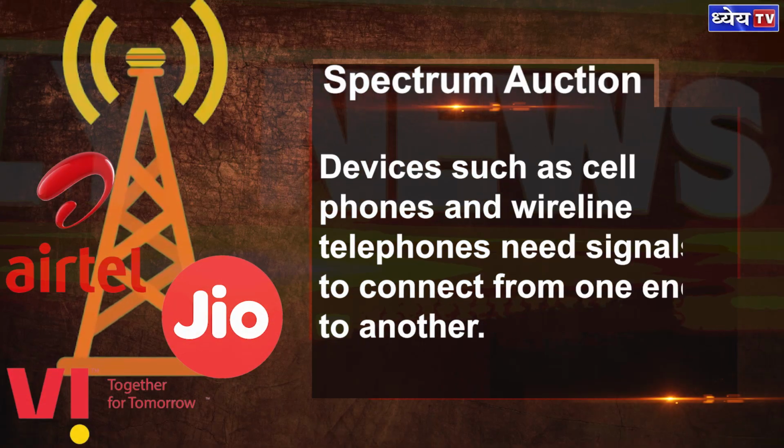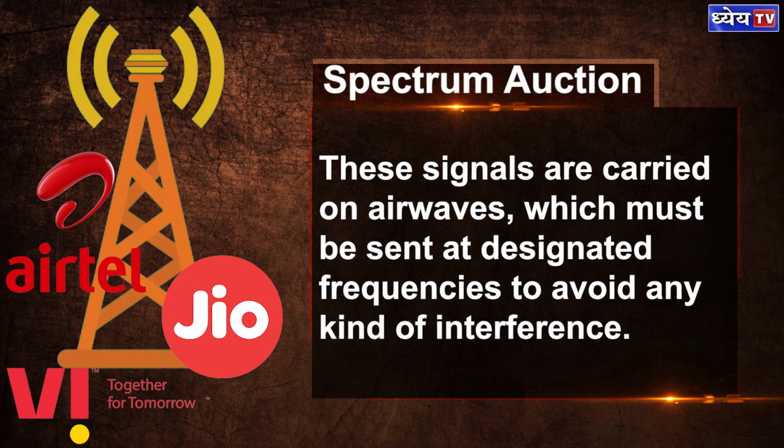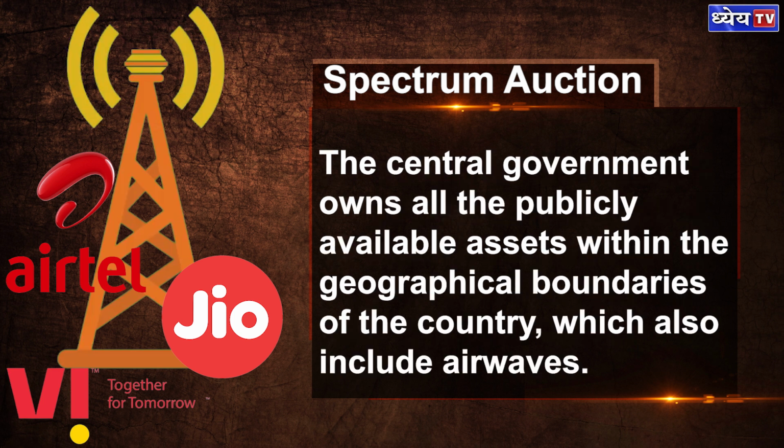Now moving further, let us talk about spectrum auctions. Devices such as cell phones and wireline telephones need signals to connect from one end to the other. These signals are carried on airwaves which must be sent at designated frequencies to avoid any kind of interference. The central government owns all the publicly available assets within the geographical boundaries of the country, which also includes airwaves.